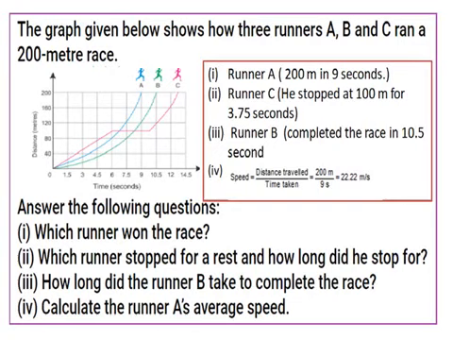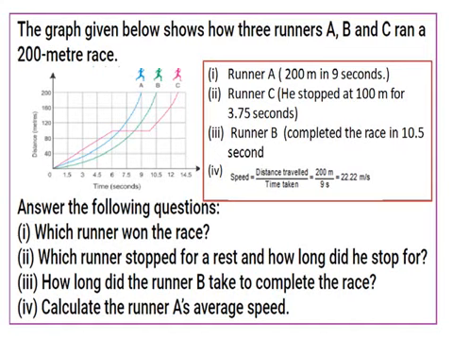And how long? How long means time. For how much time he has taken rest. So what is the length of the line? It starts from 6 and ends at 9.75 somewhere. So 9.75 minus 6 will be 3.75 seconds. So the runner has taken rest for a period of 3.75 seconds.